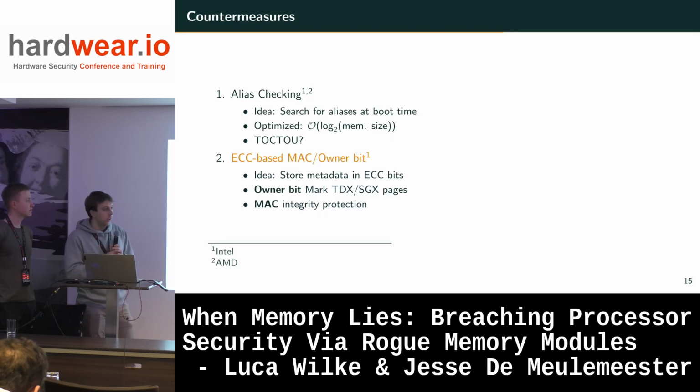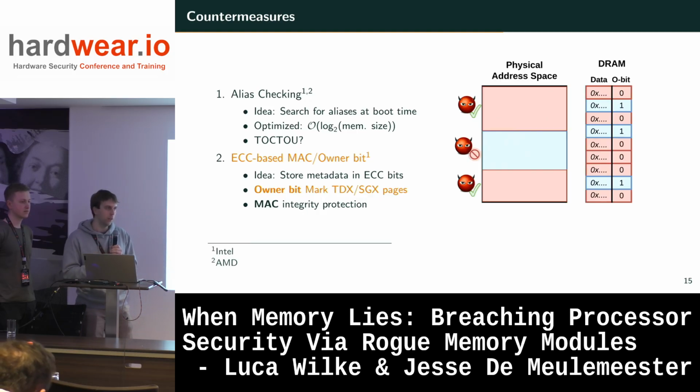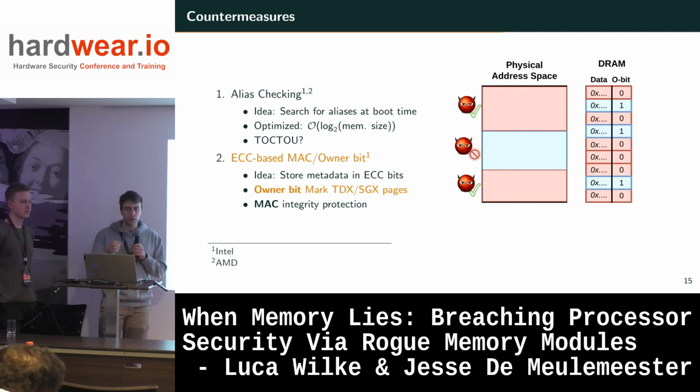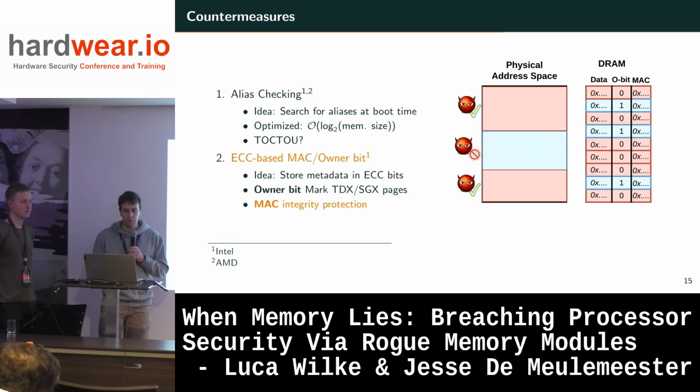Now, Intel actually has a second kind of defense that is storing metadata in the ECC bits of the DRAM. So they actually repurpose some of the ECC bits to store metadata, such as an owner bit that identifies secure and non-secure cache lines in memory. And for TDX, they also store a cryptographic MAC in the ECC bits. So they store a 28-bit MAC that is able to provide cryptographic integrity protection for these memory accesses.